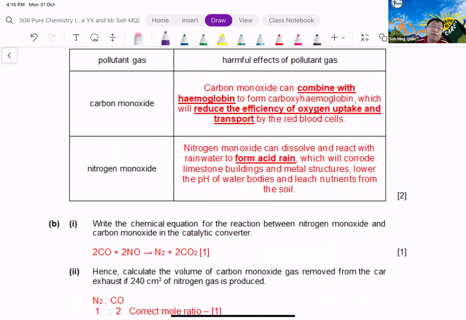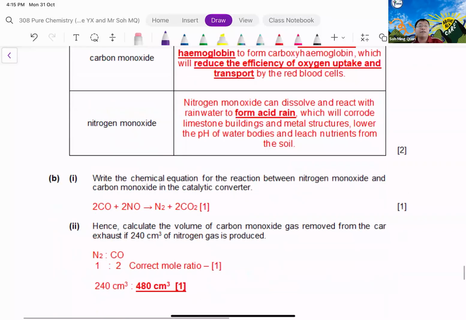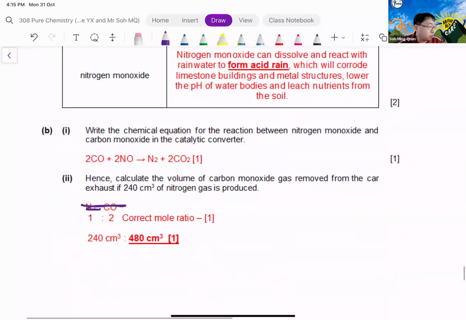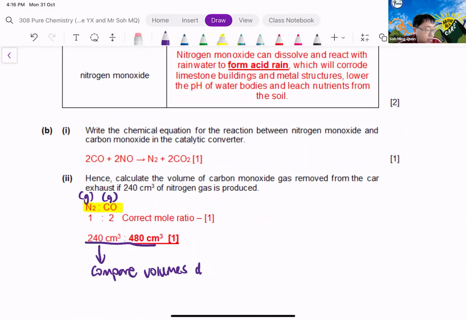Next, writing the chemical equation for the reaction between CO and NO in the catalytic converter. This is something that is under the atmosphere chapter. Now, part 2 is not difficult at all because we know that these are gases. Both N2 and CO are gases. Because they are gases, you can just compare volume. So there's no need to convert to mole if they are both gases.